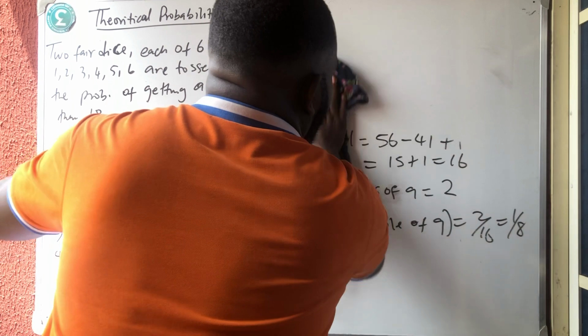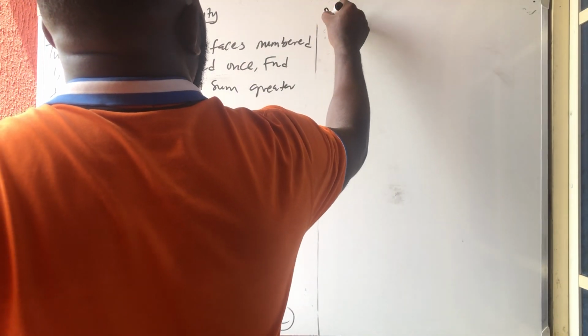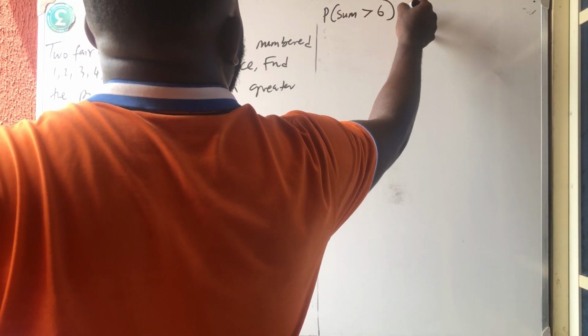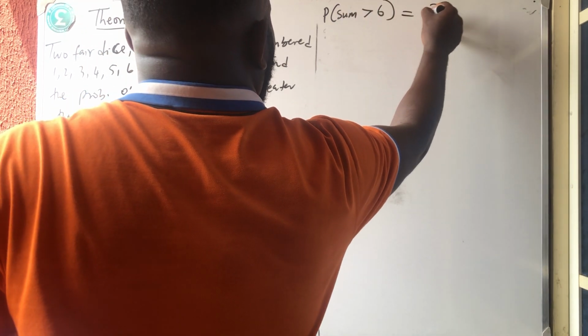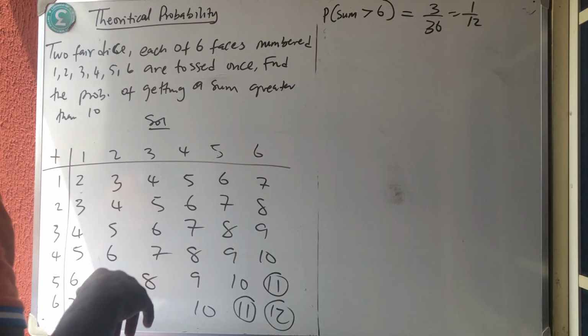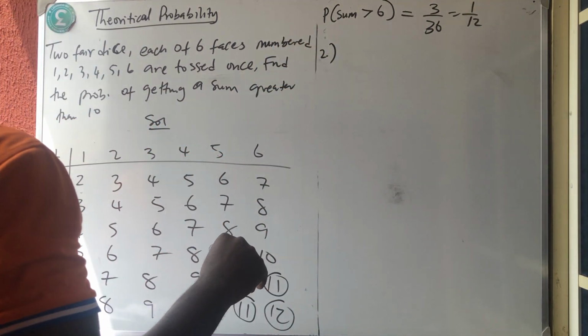So the probability of the sum greater than 6 should be equal to what? How many are they? 3 all over 36, which is what? 1/12. Probability is the simplest topic you can do in school. Number 2, simplest topic.